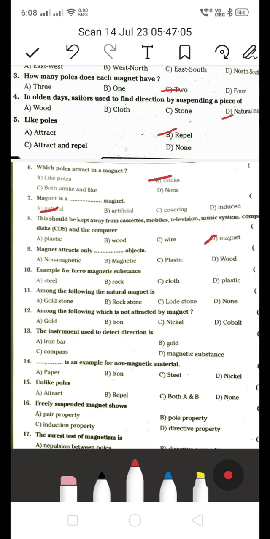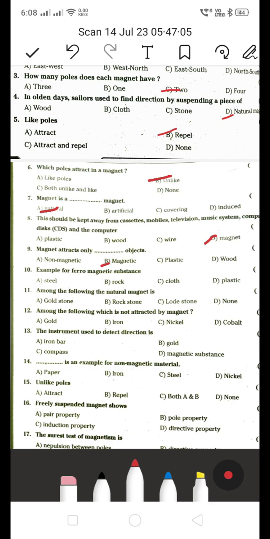Next, magnets attract only dash objects. Is it A non-magnet, B magnetic, C plastic, or D wood? Which is the right answer? A magnet always attracts magnetic objects only. This is the right answer, B.